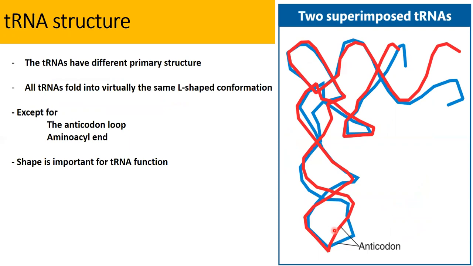All the transfer RNAs differ in their primary nucleotide sequence, but all transfer RNAs fold into virtually the same L-shaped conformation, except for differences in the anticodon loop, this one, and the aminoacyl end here. This similarity of structure can be easily seen in different tRNAs. For example, this figure shows two different transfer RNAs superimposed. When folded into their correct three-dimensional structure, yeast transfer RNA for glutamine, in blue, almost completely overlaps the yeast transfer RNA for phenylalanine, in red, except for the anticodon loop and aminoacyl end. So conservation of structure tells us that shape is important for transfer RNA function.